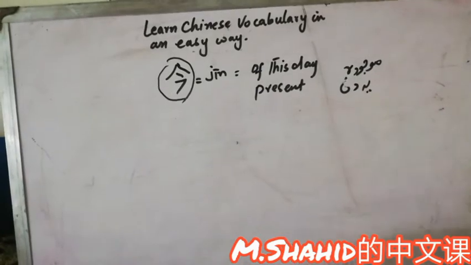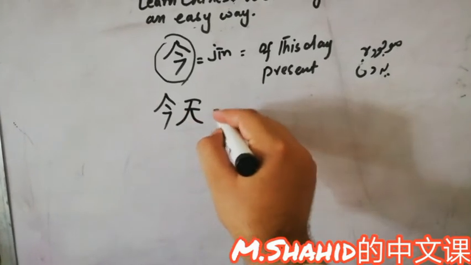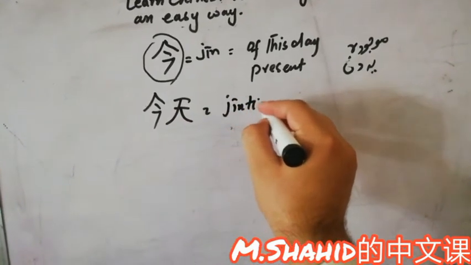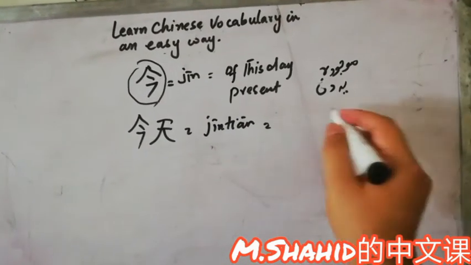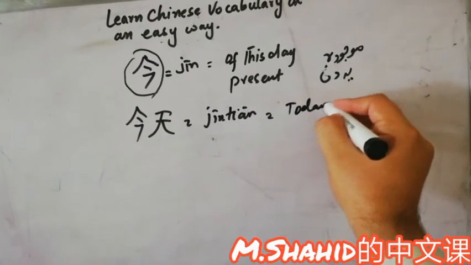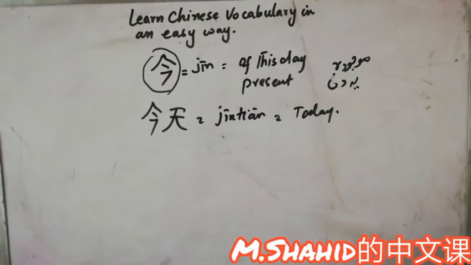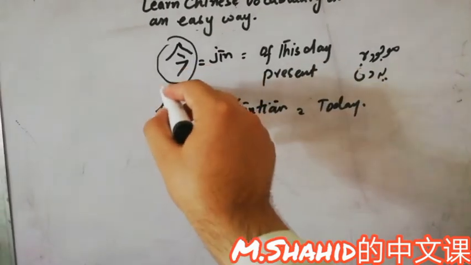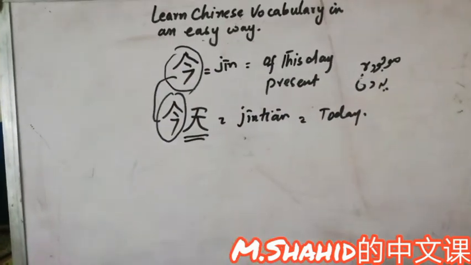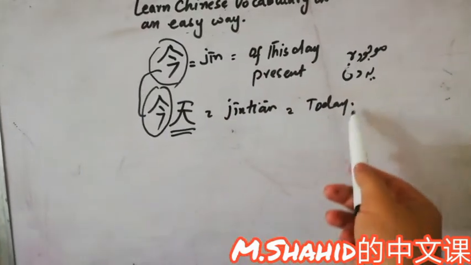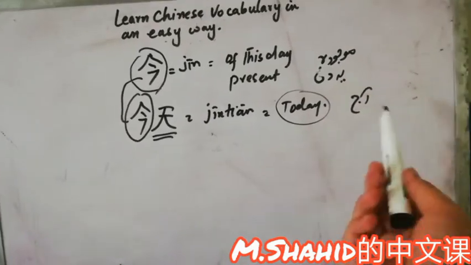Now we add another character with this character, and this becomes Jin Tian. Jin Tian means today, or this day, or present day. I just kept this character the same, and this character came in addition with Jin, and it becomes today, which means Aaj in Urdu.